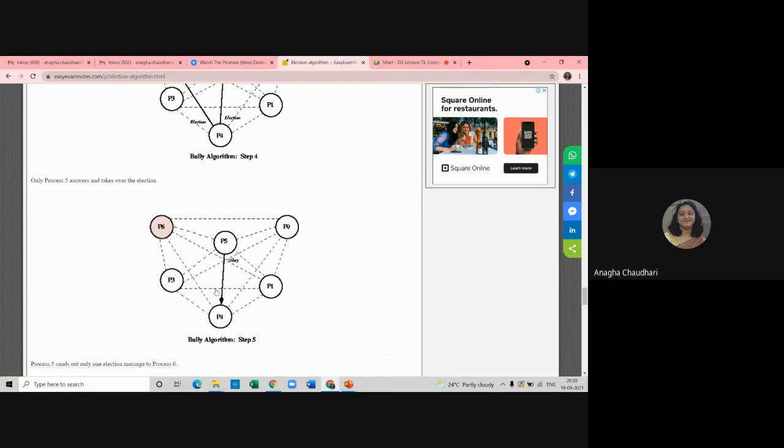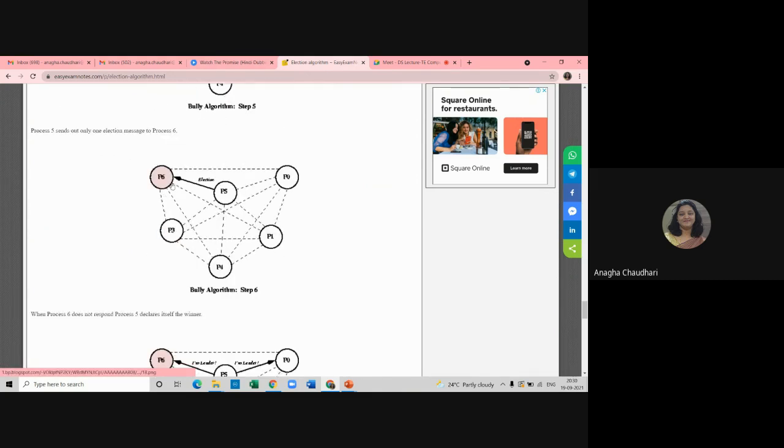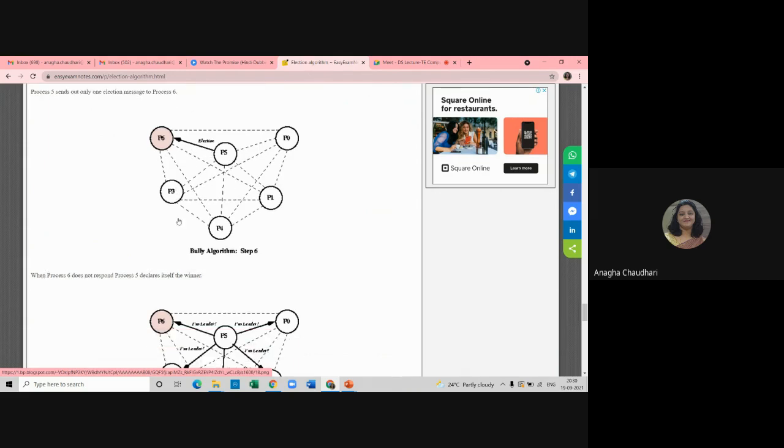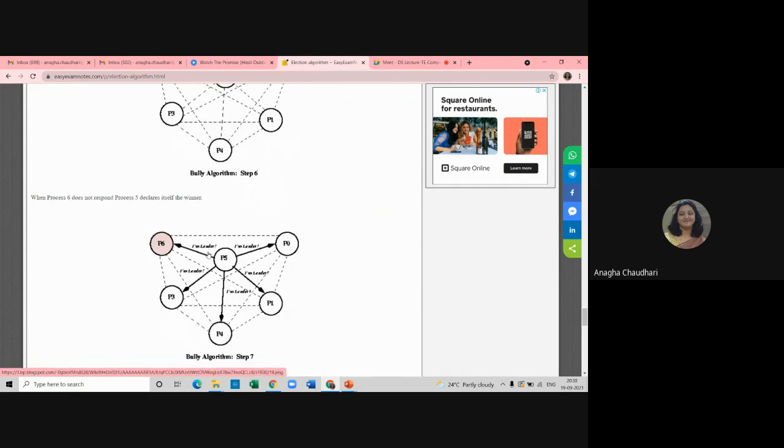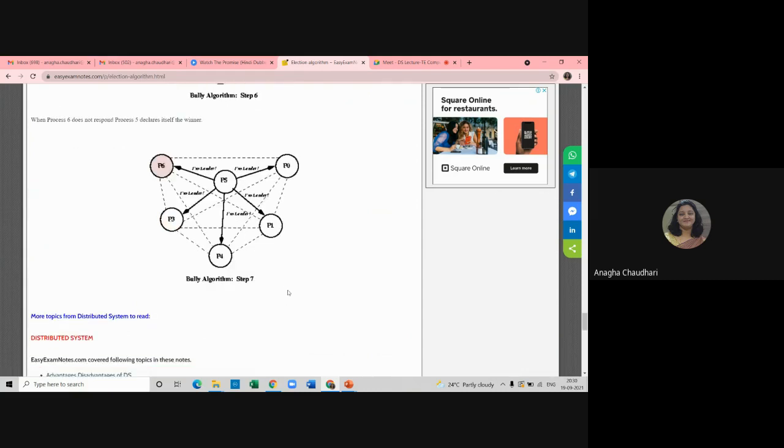So now P5 will send the election message, obviously only to P6, because P6 has a larger ID than it, right? After that, again, P6 is not responding. So P5 comes to know that I am the only one left and I am the only coordinator now. So P5 will declare that I am the leader, and all other participating nodes will come to know that the newly elected coordinator is P5. Again, the process will continue till P5 crashes.